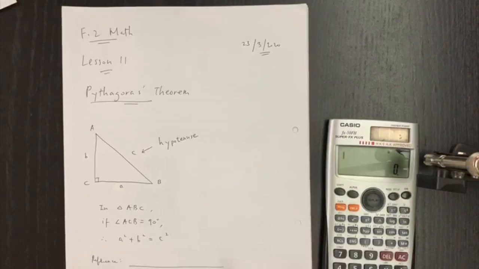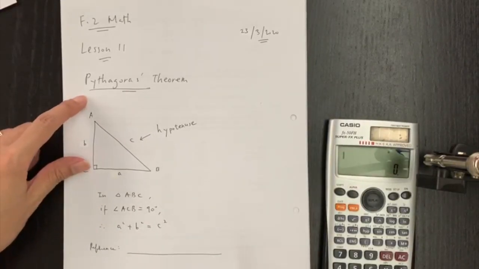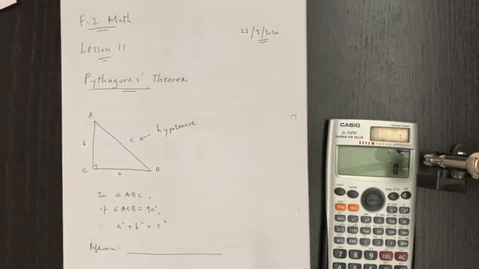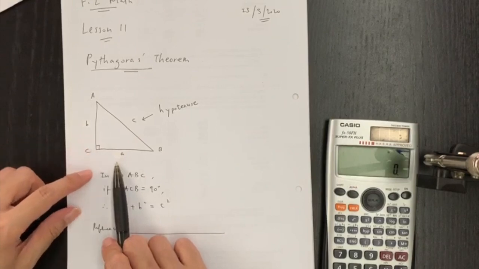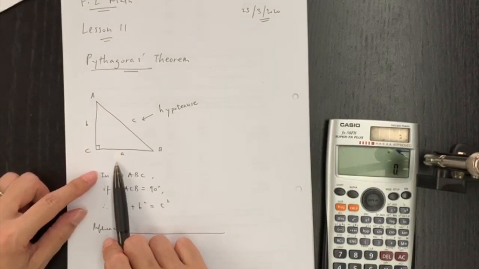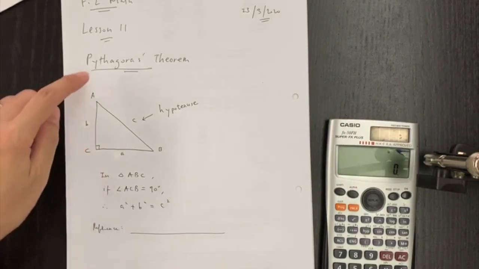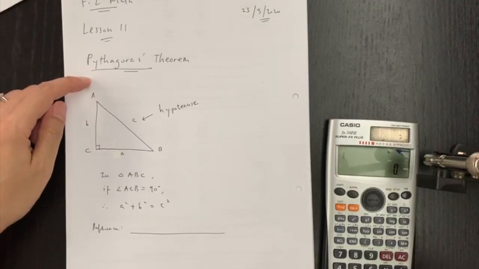Alright, so today's lesson is about Pythagoras theorem. And who is Pythagoras actually? He was a Greek mathematician, and he stated a theorem relating to the three sides of a right-angled triangle. Here we have a right-angled triangle, and this theorem was named after him as Pythagoras theorem.